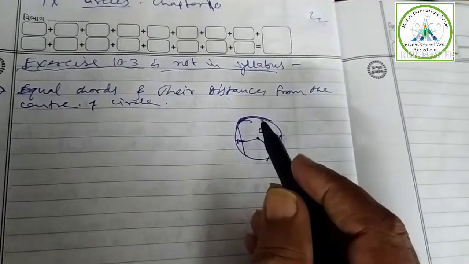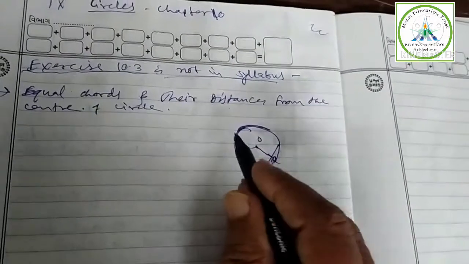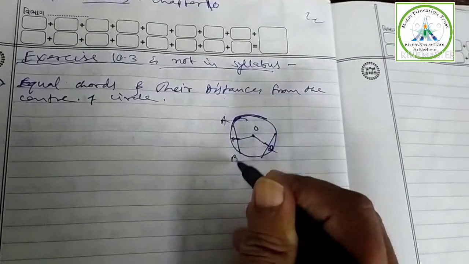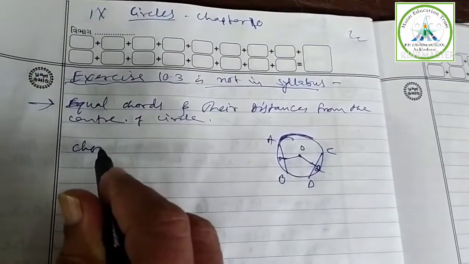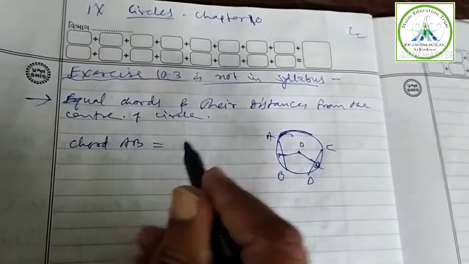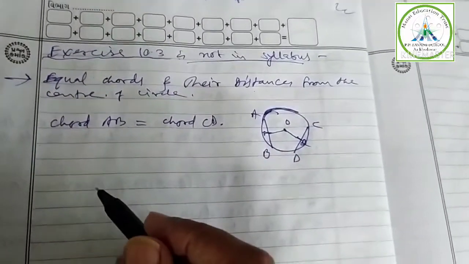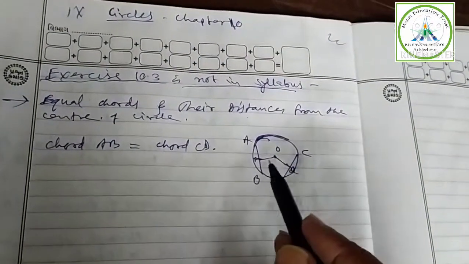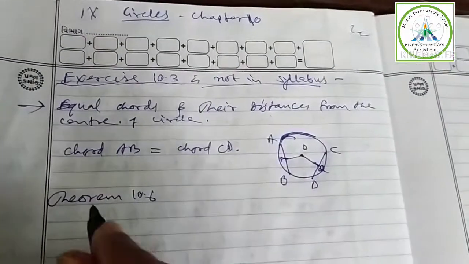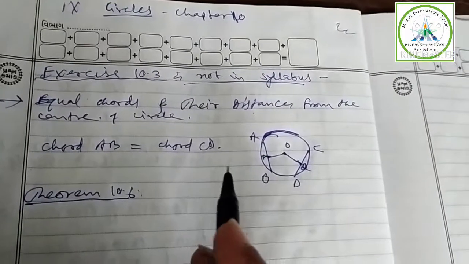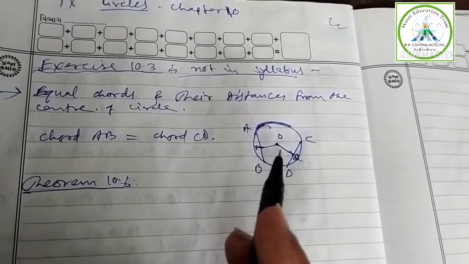Okay, please remember it. Based on this, practically if we measure by ruler, suppose this chord is AB and this is CD, chord AB equal to chord CD. Then by practically checking OP and OQ, you will see that both are equal. Theorem 10.6. Equal chords of a circle are equidistant from the center.